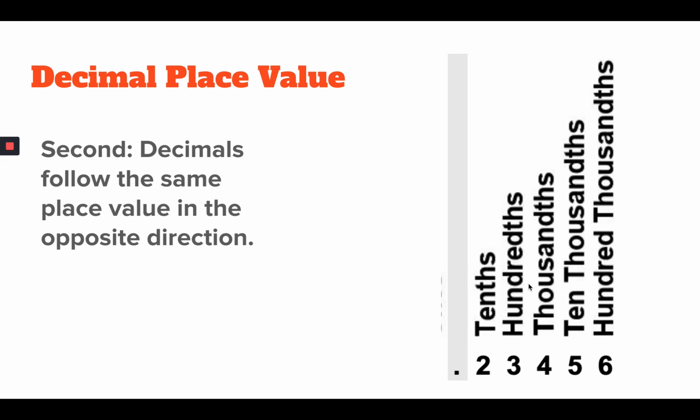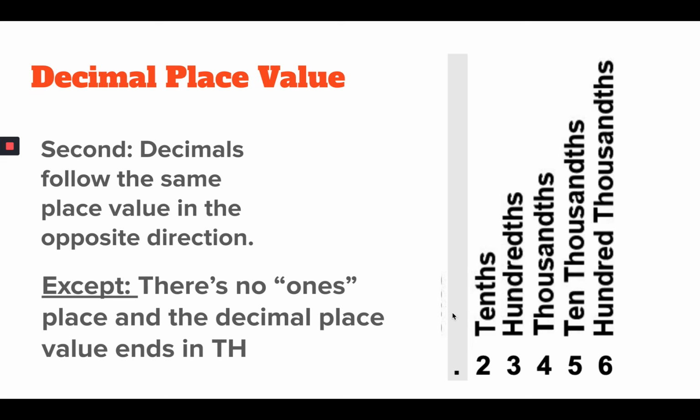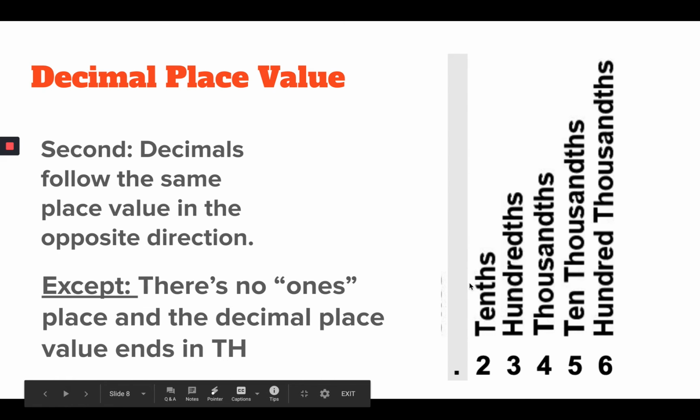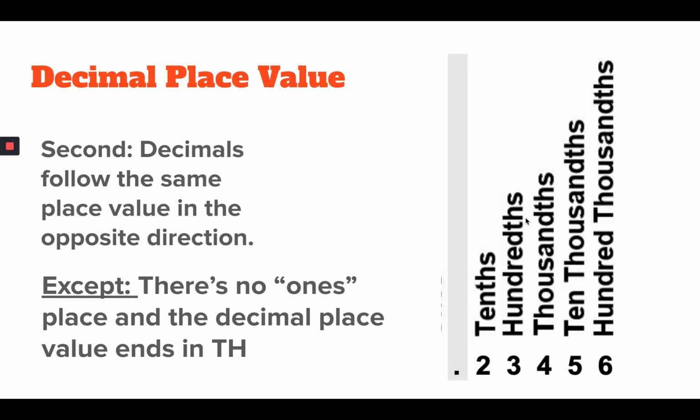There are a few things of note that are a little bit different with decimals. You'll notice there's no ones place. Decimals start, that first number past the decimal is the tenths. And as you might also notice, all decimals end with a th. So it goes tenths, hundredths, thousandths, 10,000ths, 100,000ths.